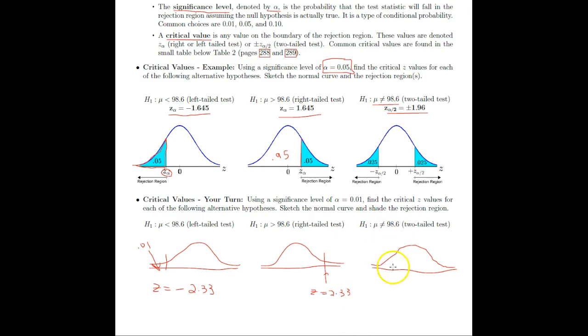And for not equal, this is going to be a two-tailed test, so we need this combined area here to be 0.01. That means in each tail, it's going to be 0.005, which corresponds to a z-score of plus or minus 2.575. Okay, cool.